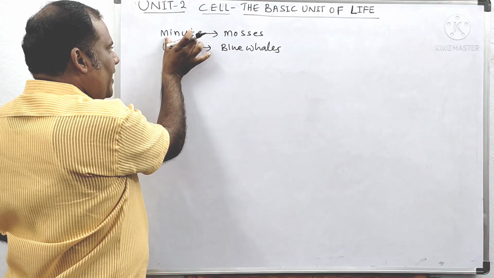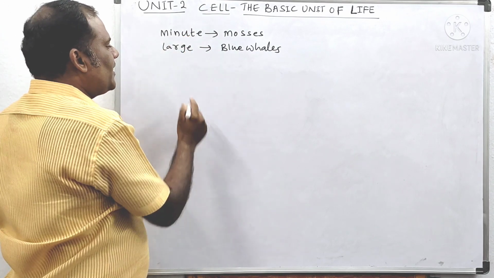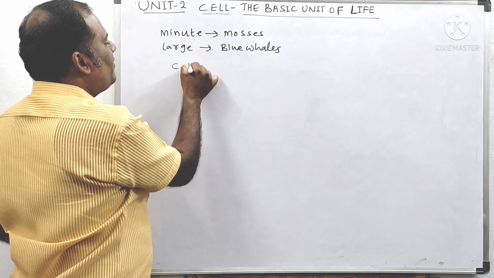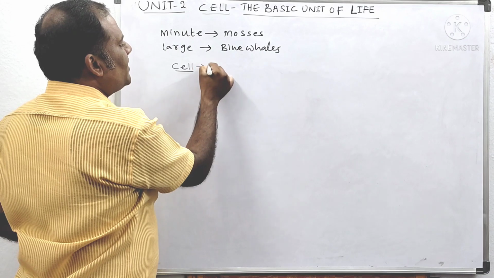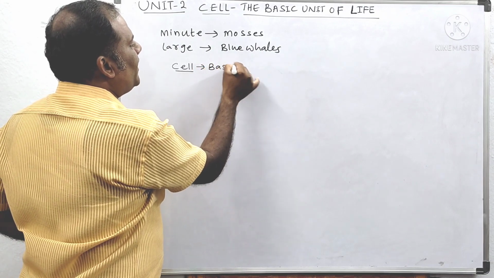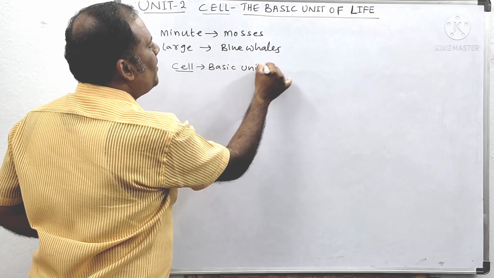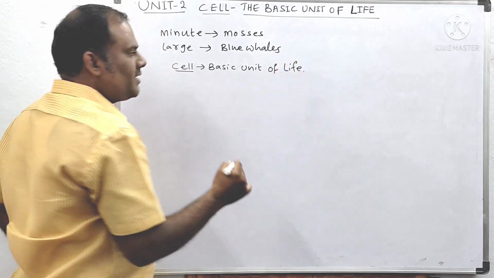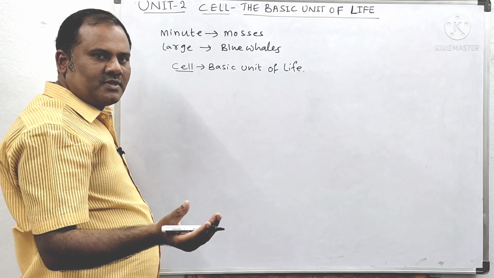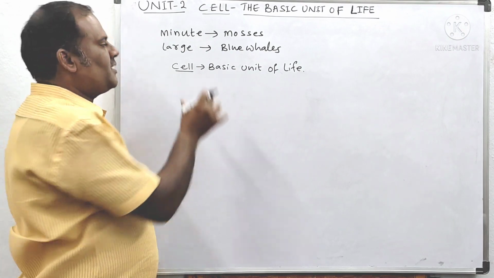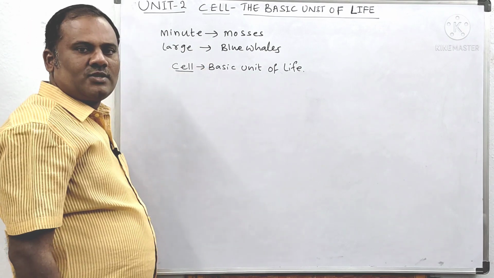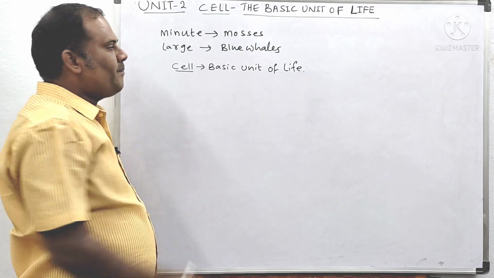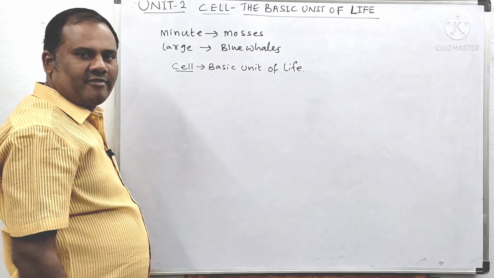Whether it is a minute organism or a large organism, all are made up of cells. So that's why we can say the cell is the basic unit of life. Why? Because it may be a tiny organism or a very huge organism, they have been made of cells.